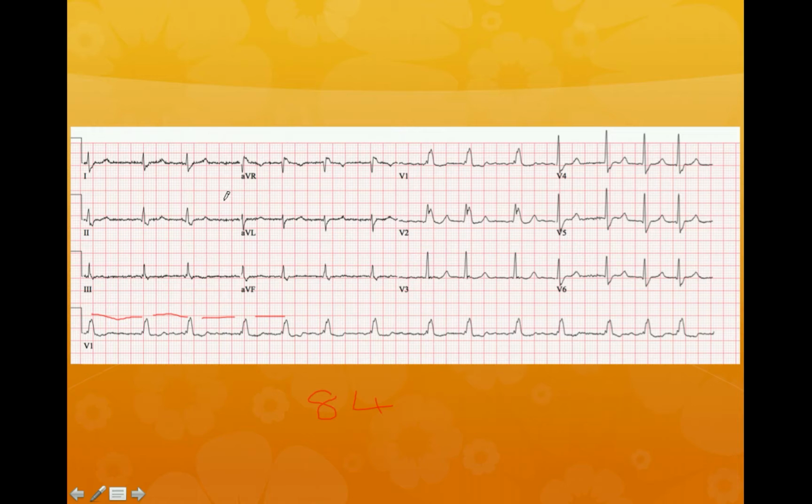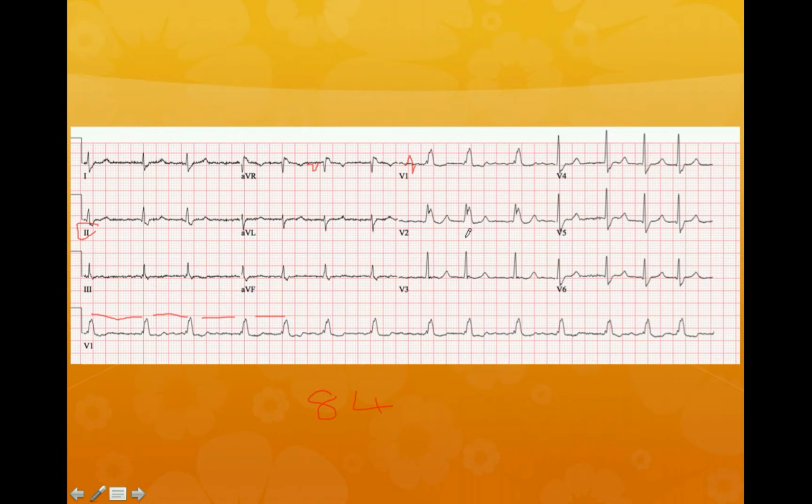And then we can look at P waves. In this ECG, you can't actually see the P waves. There's no P waves in lead 2, which is normally the best place. Positive P waves you should have in lead 2, biphasic in V1, like that. And you should have negative in AVR, but we can't actually see any P waves at all. So we can't calculate the PR interval either.